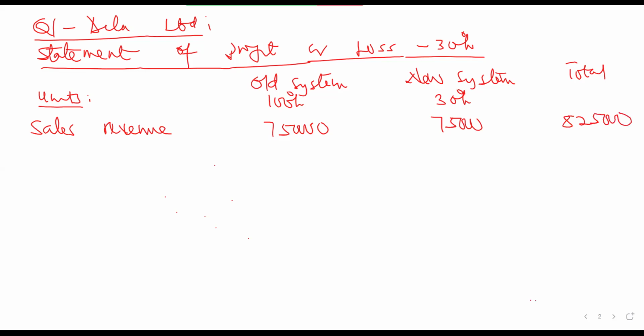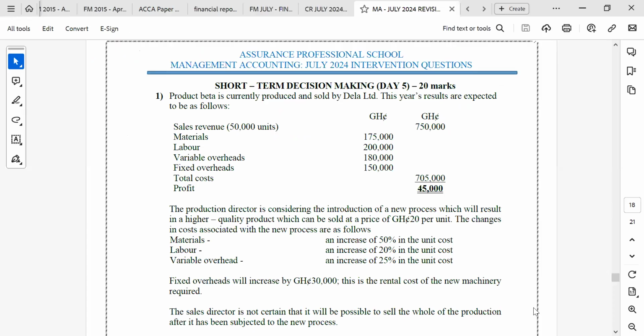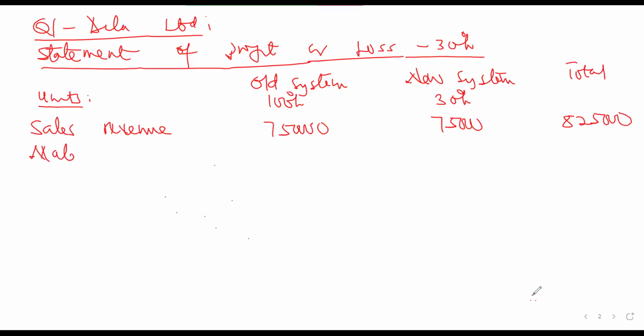Let's come to our material cost. Okay, material cost is what? Assuming the new system is not there, you'll be incurring the material cost of what?